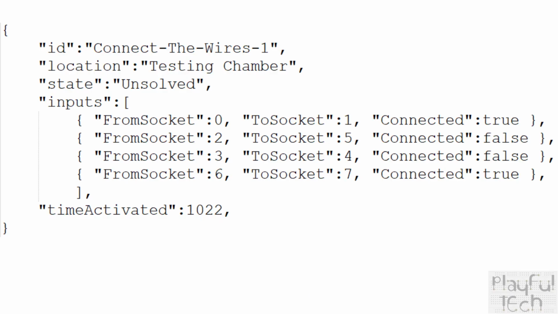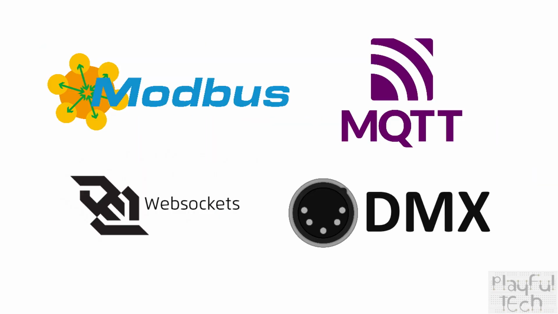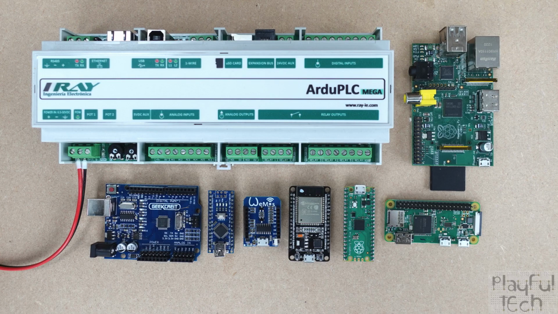Messages are sent in a human-readable JSON format, and these messages can be delivered to devices connected via a wired connection like Ethernet, RS-232 or RS-485 serial interface, or wirelessly over Wi-Fi. And you can also use industry standard protocols like DMX, Modbus, MQTT, UDP, TCP, or WebSockets. It's been tested to work with a wide range of common controller devices, including Arduinos, ESP8266, ESP32, Raspberry Pis, and PLCs.